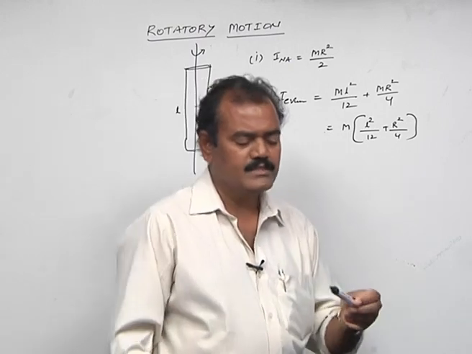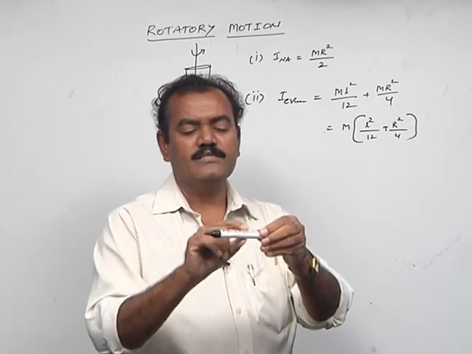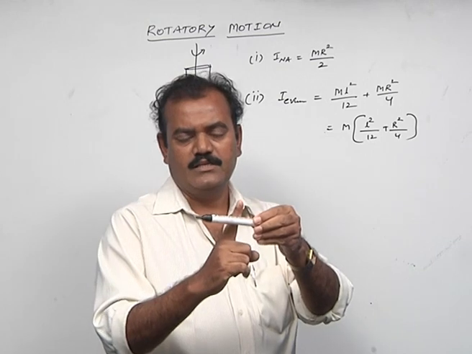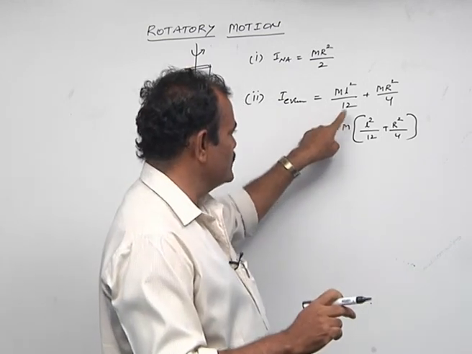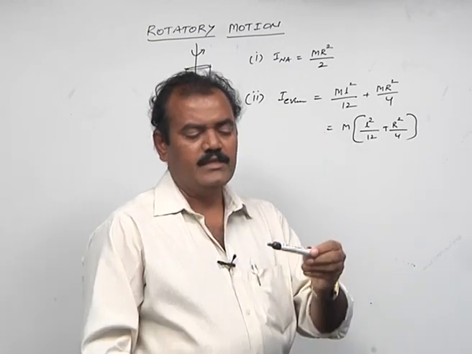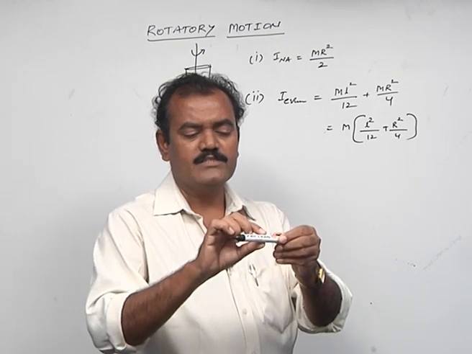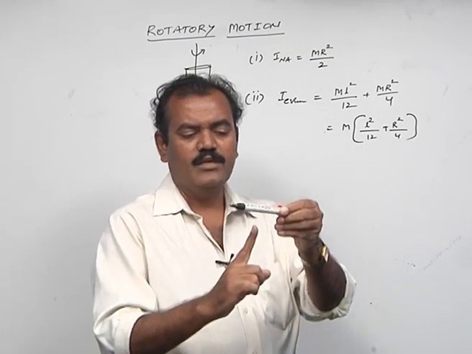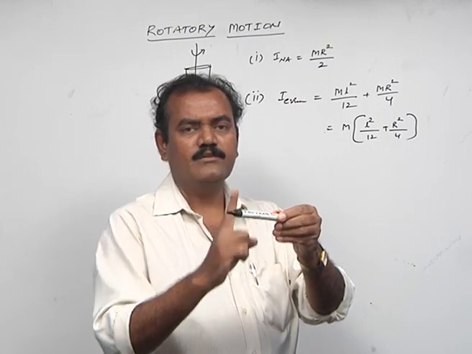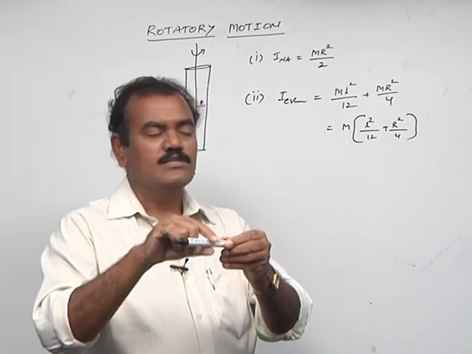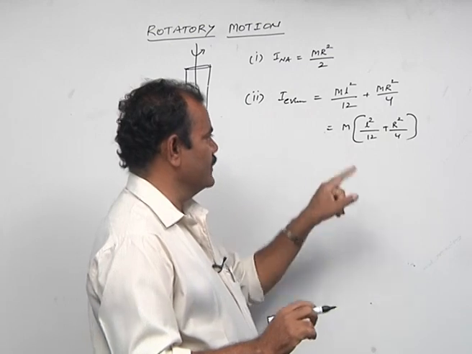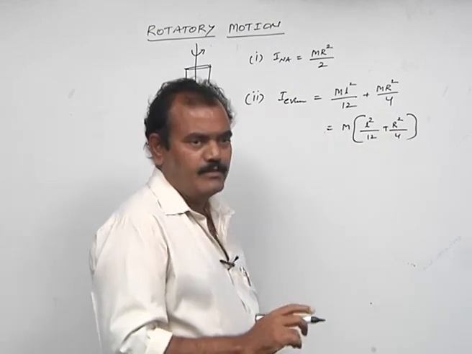Once again I repeat, this is nothing but the uniform thin rod. If you are considering this as the uniform thin rod, it is the equatorial axis, so that's why it has ml square by 12. And similarly, if you are considering any cross section of the solid cylinder as a disc, now the axis which is passing like this is nothing but the diametrical axis of the disc. So that's why mr square by 4 is also coming. M of L square by 12 plus R square by 4.